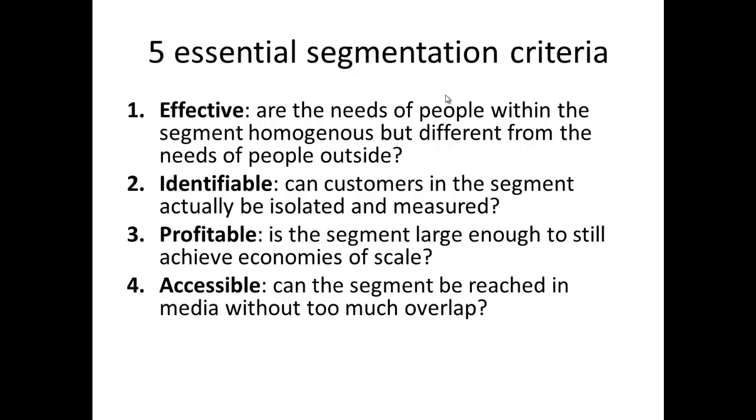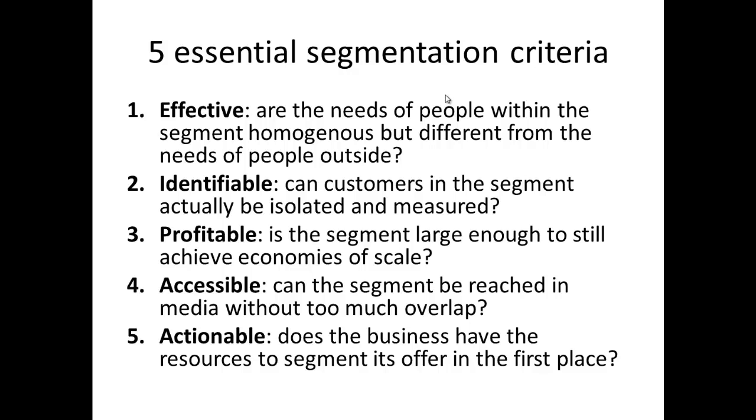The 4th criterion for a good target segment is: is it accessible? Can you reach the segment with your media without too much overlap? Of course you can spend all your money on a television commercial, and you probably will reach them if you send it out a lot and lots of times, but because the book is really for a niche market, it's a waste of time. So you don't reach the segment by TV. You have to reach it in different ways, and direct mail and online are perfect options.